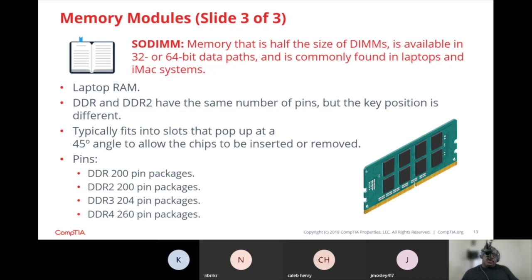SODIMMs, that's what's used in laptops. So this memory is half the size of DIMMs. They're available in 32-bit or 64-bit data paths and commonly found in laptops and iMac systems. Most Macs only use SODIMM. So DDR and DDR2 have the same number of pins, but the key position is different. Typically fits in the slots that pop up at a 45-degree angle. Remember, the pins that you were looking at were DDR3 204 packages. The newer Macs running DDR4 are 260 pin packages.